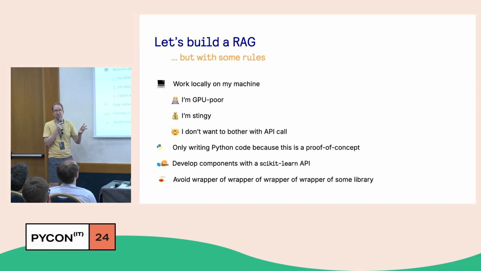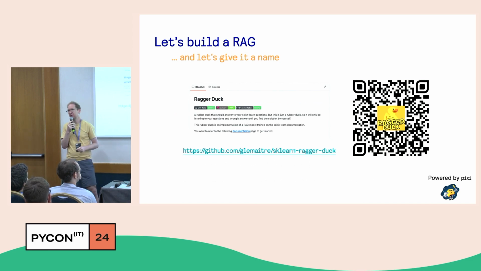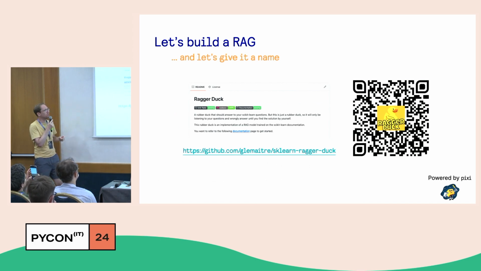I wanted to write only Python code. I'm a scikit-learn person, so I wanted to have my scikit-learn API in some way. And just to understand the tool that I was manipulating, I didn't want to use a wrapper of a wrapper of a wrapper. I wanted to use, let's say, bare-bones things and just put my own wrapper on top. Okay. And the idea was just to have this set of rules and see what we can do with that, what tools are available, and where we can get started and have something working very well. And of course, I needed to find a cute name, so I call this RAGaduck.